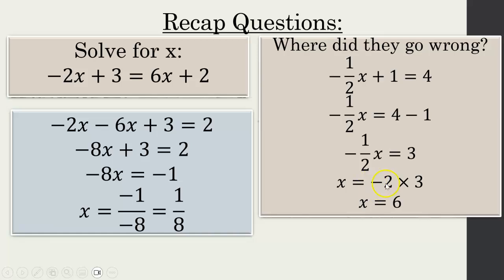Okay, I have minus 2 times 3. Well, that's actually going to be minus 6. So I've made a mistake there as well. That should be x equal to minus 6.